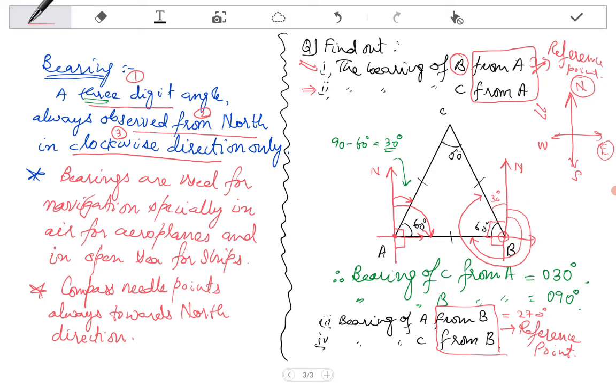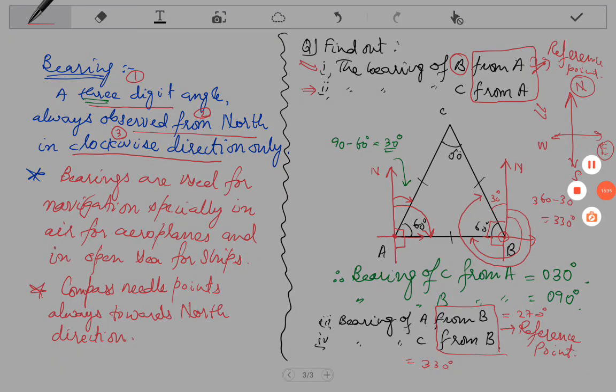So subtracting 30 from 360 degrees, which is a complete rotation, 330 degrees is left. That is the bearing of C from B. So this is 330 degrees. Hope you students understand the concept of it.